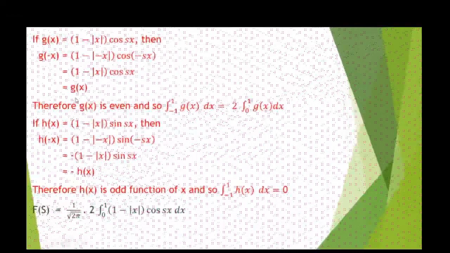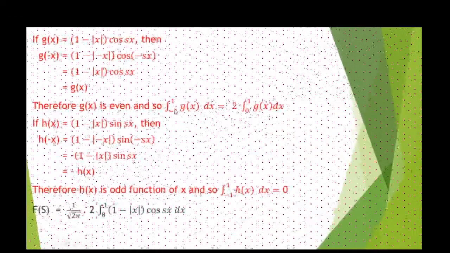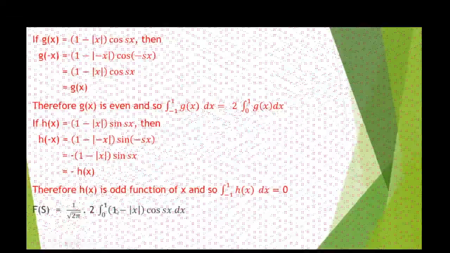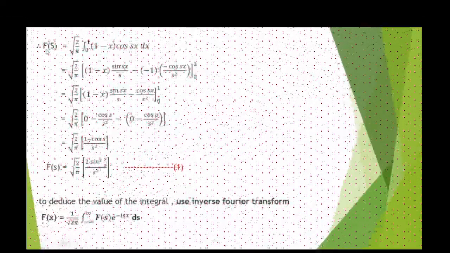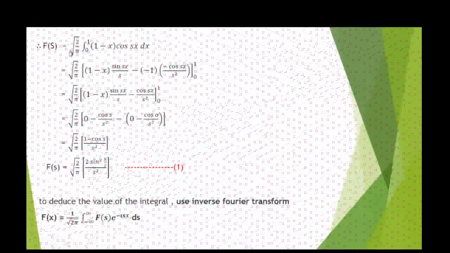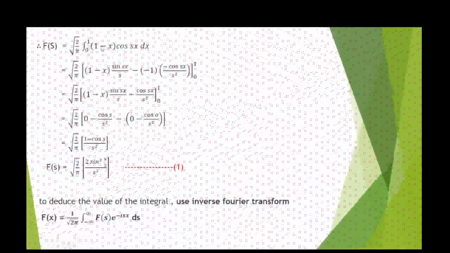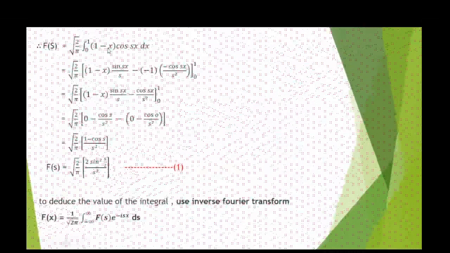the first function, which is an even function. So the limit integral minus 1 to 1 can be changed to 2 times the integral 0 to 1. So 2 times the integral 0 to 1 of the function 1 minus modulus x cos sx dx. Therefore, F of s is equal to root 2 by pi integral 0 to 1 of (1 minus x) cos sx dx. Modulus x is plus x because it is an even function.